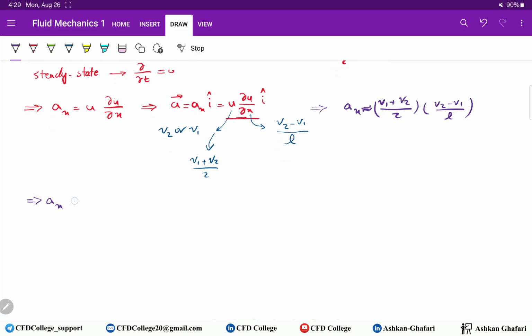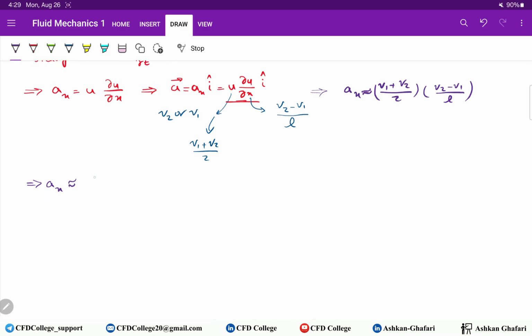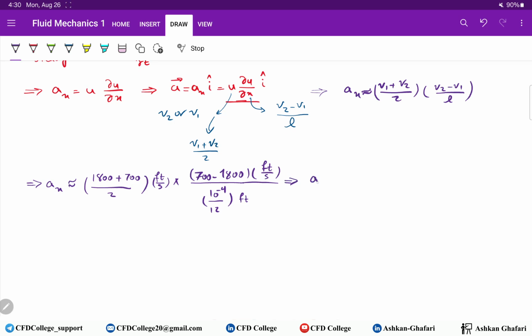So ax is approximately equal to (1800 plus 700) divided by 2. This is feet per second, and it should be multiplied by (700 minus 1800) divided by 10 to the minus 4, but it's inches, so we should divide it by 12 to have feet, and this is feet per second. So ax can be found as minus 1.65 times 10 to the power of 11 feet per second square.